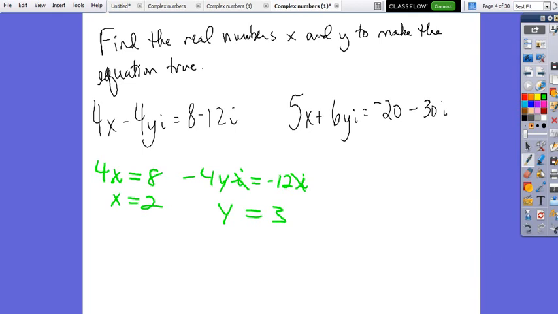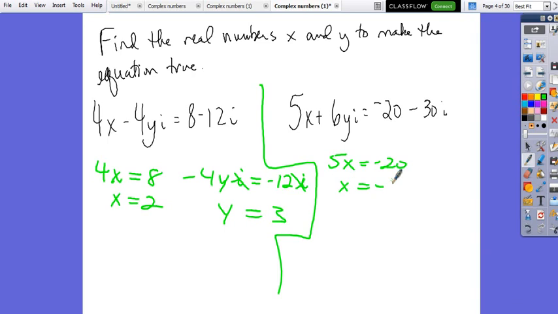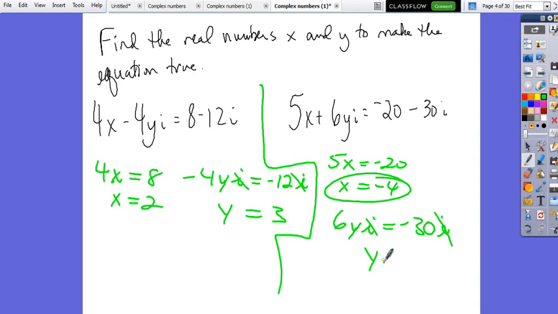Okay, so you should see that it's going to be negative 4, right? 5x equals negative 20, x equals negative 4. And 6yi equals negative 30i. The i's cancel. There you go. Okay? So those are pretty simple.